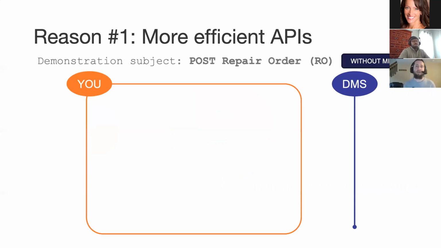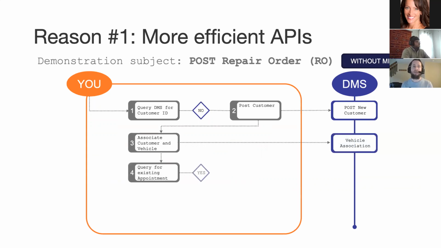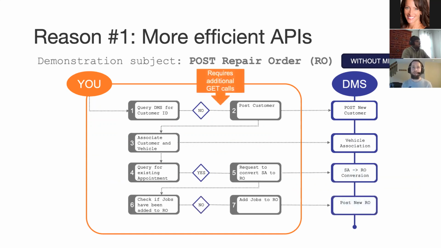Our first example here will show that Mix not only has the power to consolidate your integrations, but also to make those integrations more efficient. Now, this approximates the actual workflow of a post RO if you were to integrate directly to one of the DMS within the network. Now, this is only one of the DMS. Consider that each DMS has a unique workflow for posting an RO with different queries and requirements for the integrating party. If you were to integrate outside of Mix directly to the publisher, your development team must now maintain each of these unique workflows.